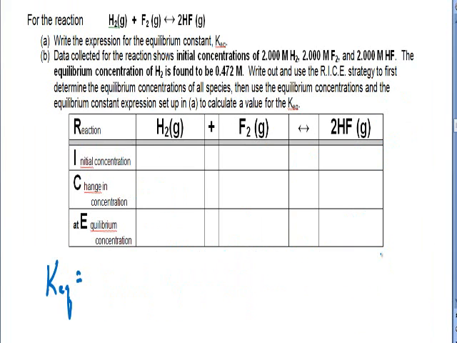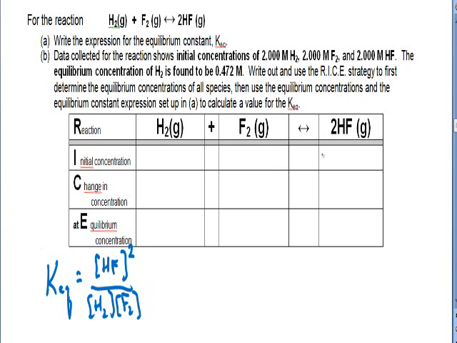Let's do a second example of how to use the RICE strategy. The first thing we need to do is write our equilibrium constant expression for this reaction. This would be our equilibrium constant expression. It's products over reactants. We have our exponent of 2 here because the balanced equation has a 2 for the HF.